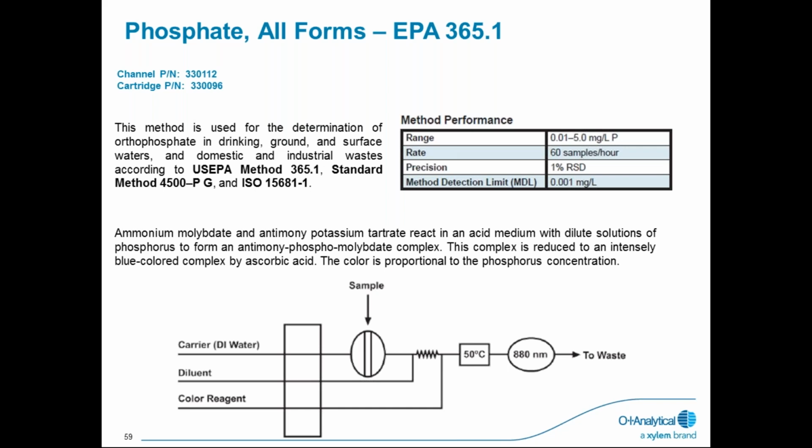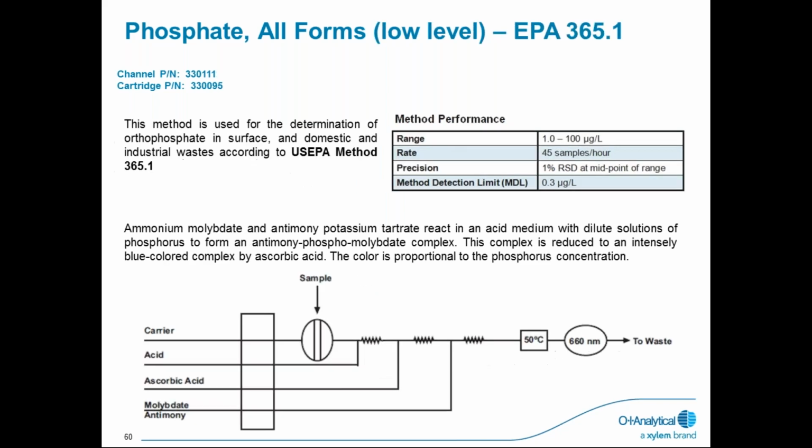Here's phosphate all forms. So this is the chemistry that has the orthophosphate and the total phosphorus within the method. We give you how to set it up to run OPHOS, or then how to run it in total phos. So it covers all the phosphorus methods, follows EPA 365.1, also follows the standard method 450-PG, and also ISO 15681.1. Then we also have the low level that follows EPA 365.1.